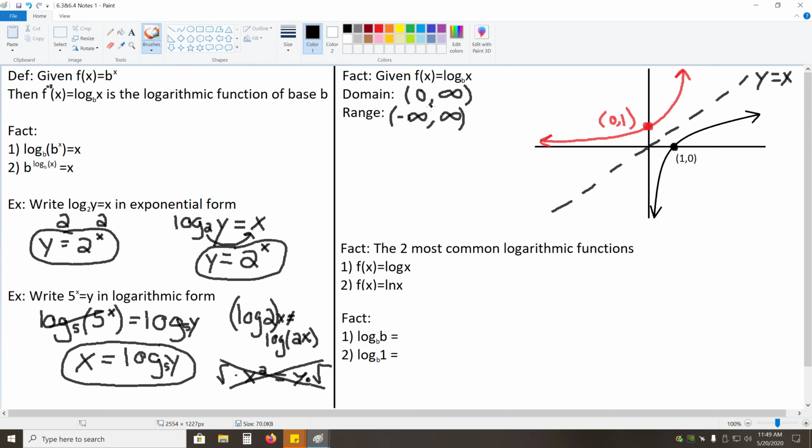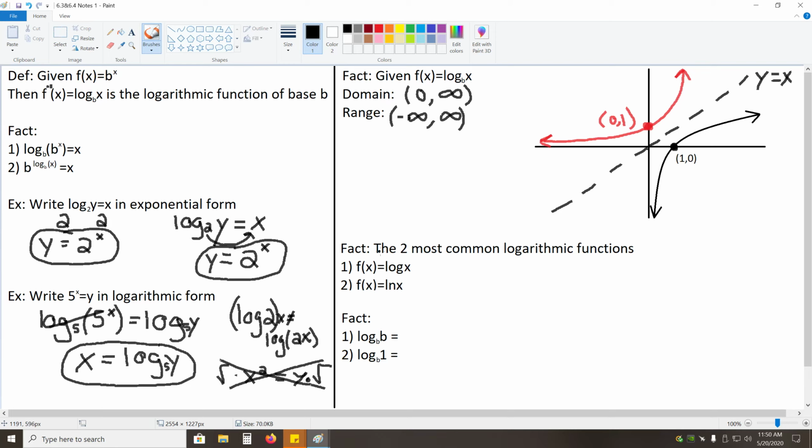And this should look somewhat familiar. Remember, the domain of an exponential function is negative infinity to positive infinity, and the range is 0 to positive infinity, like we have here. So, because these are inverses, the domain and range are switched, which is exactly what happened here. The domain of a logarithmic function is the same thing as the range of an exponential, and the range of the logarithmic is the same thing as the domain of the exponential.